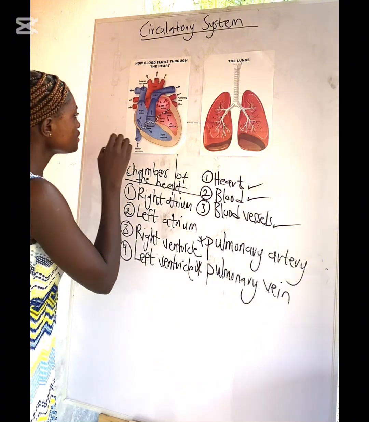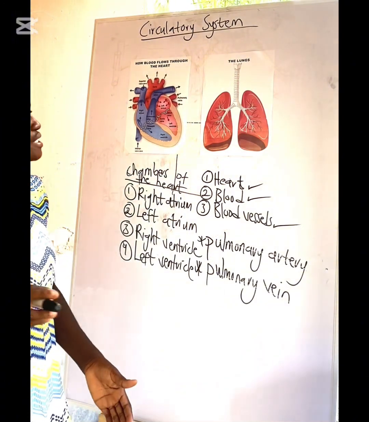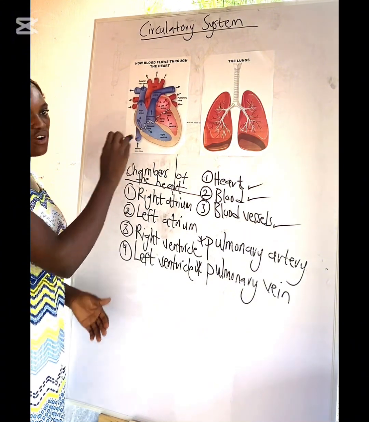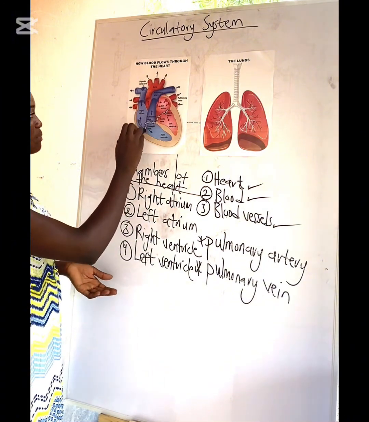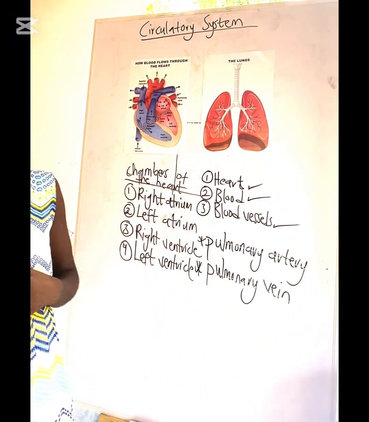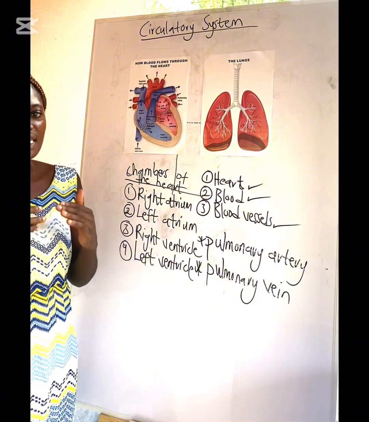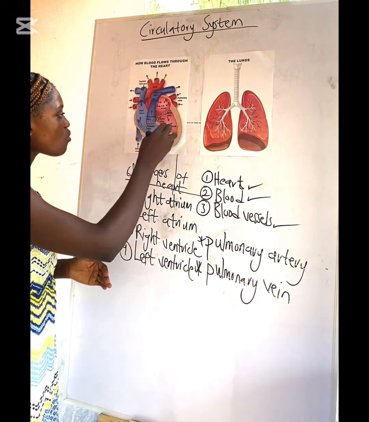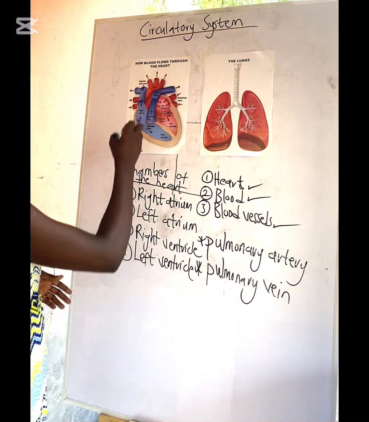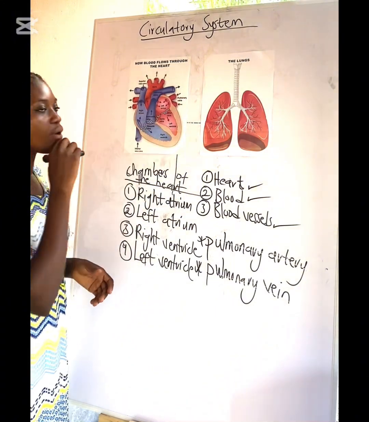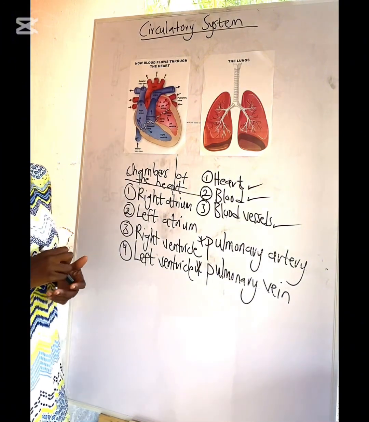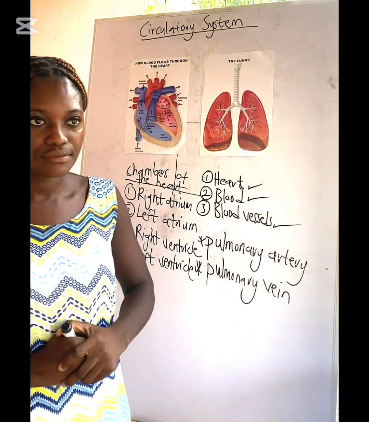Now, there is a valve separating the right atrium from the right ventricle, called the tricuspid valve. What this tricuspid valve does is that it allows the deoxygenated blood to flow in one direction. In other words, it allows the blood to flow from the right atrium into the right ventricle, but it does not allow the backflow of the blood into the right atrium again.